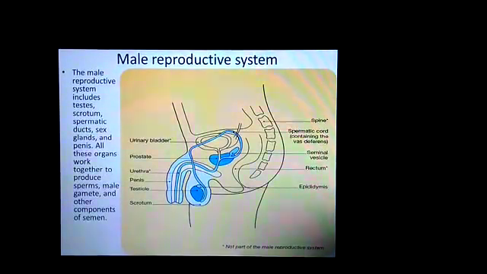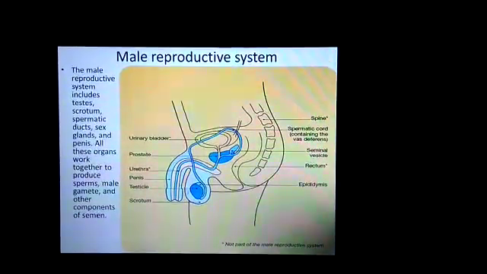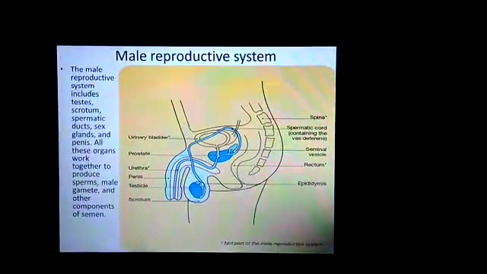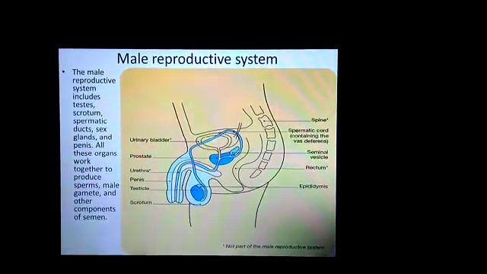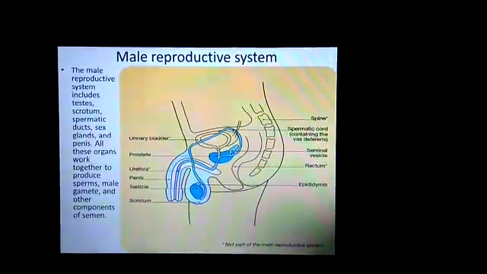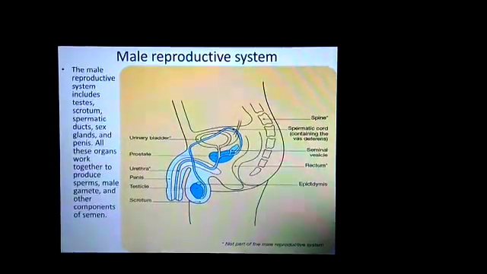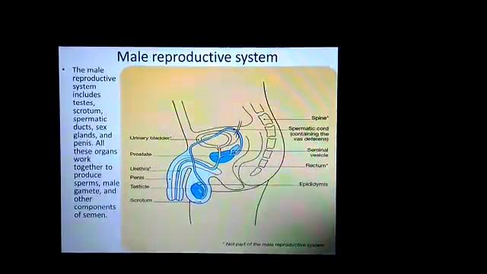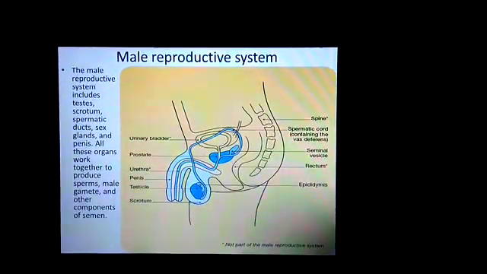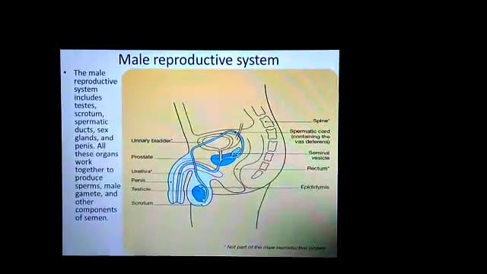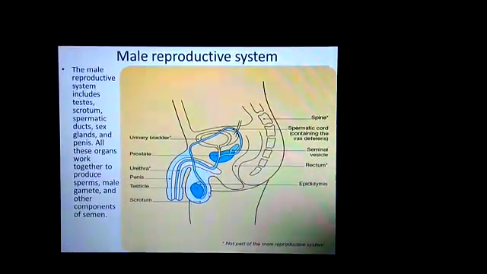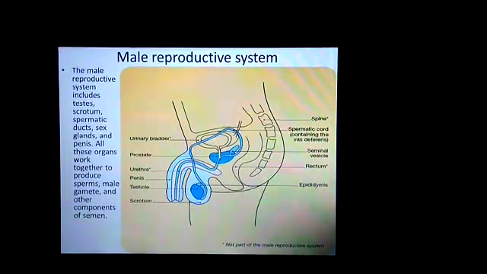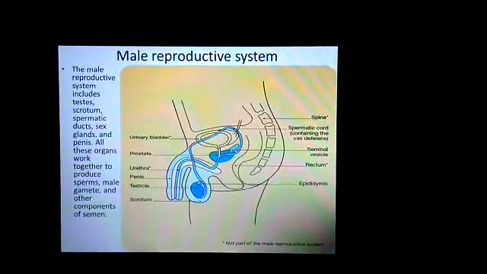And this scrotum lies outside the body, outside the abdominal cavity, in a sac-like structure. This is the scrotum, and the testis lies outside the body in this scrotum because the temperature of the scrotum is 2 to 3 degrees less than the normal body temperature, and this temperature is suitable for sperm production and development.